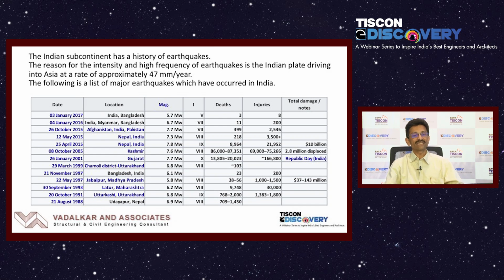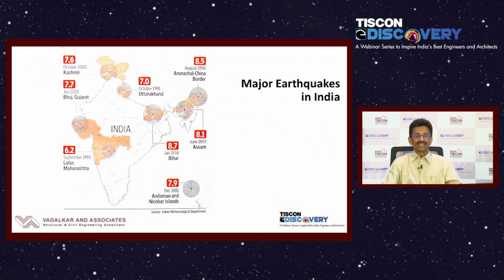So if you just see, after a certain period, earthquakes are occurring around the globe. And why are the earthquakes happening? The reason is basically that there are plates which are moving towards each other at some rate. The Asian plate is moving at approximately 47 millimeters per year. So that is the rate of movement of the plate. When the stress at the fault zone exceeds the permissible limits, that triggers the earthquake, and a very huge amount of energy is released.